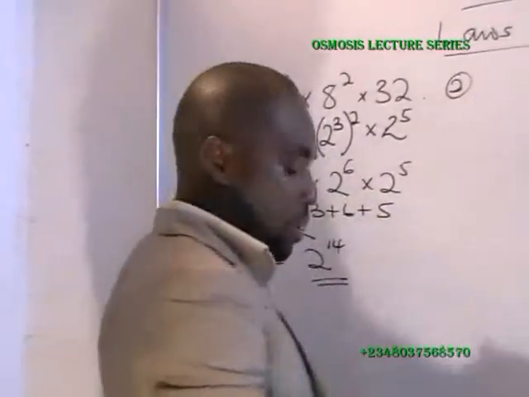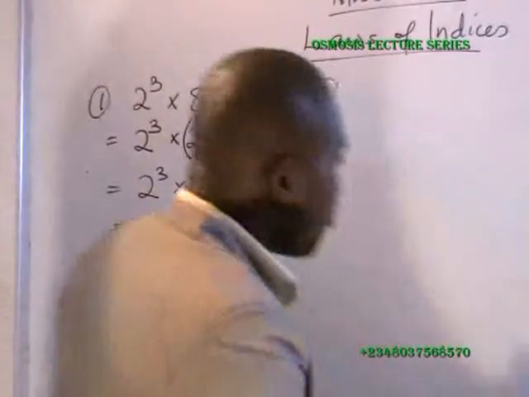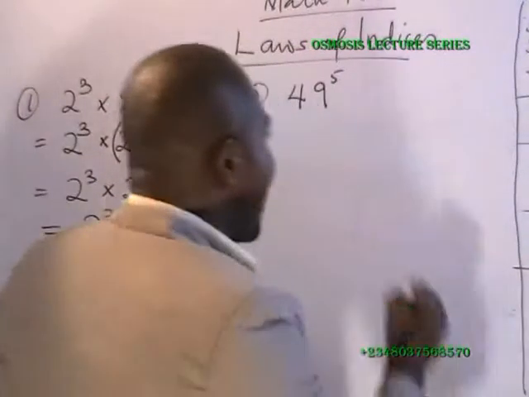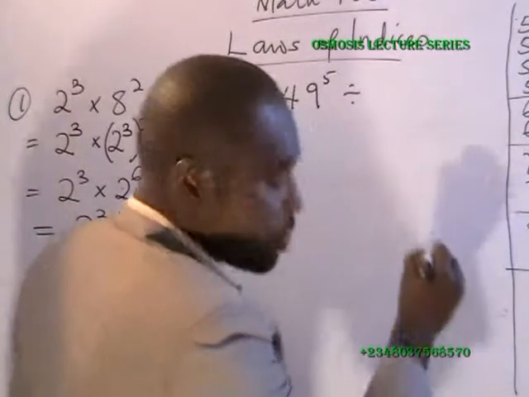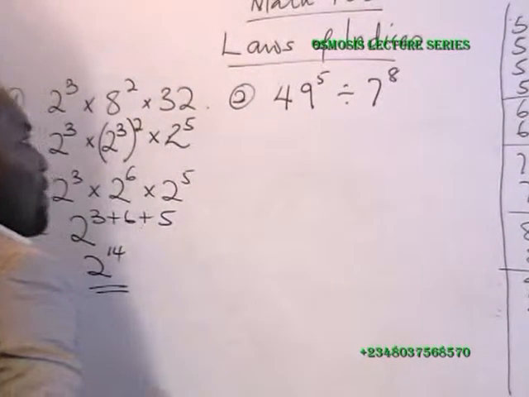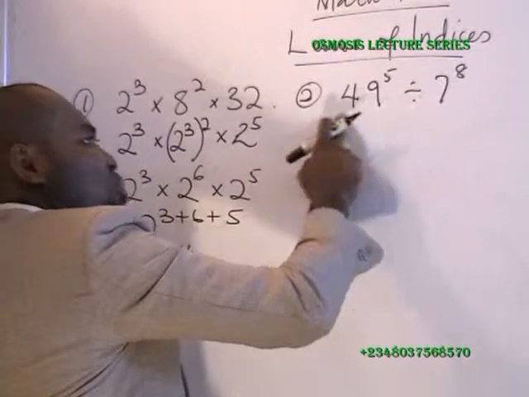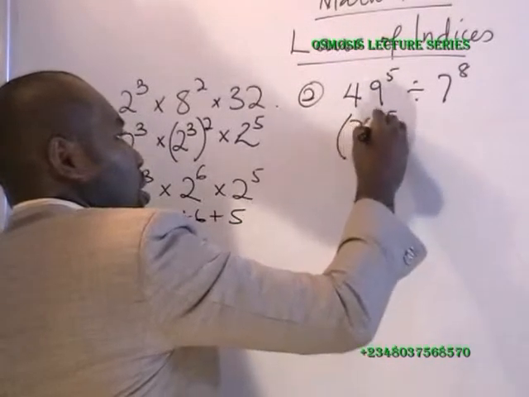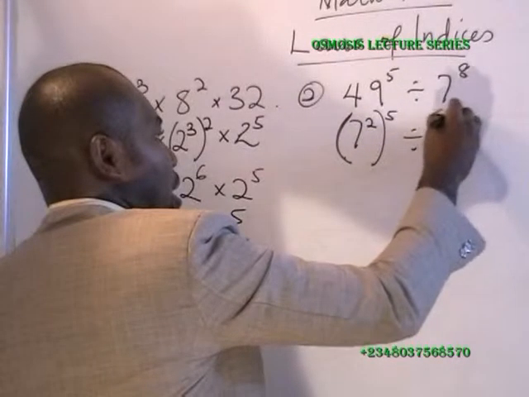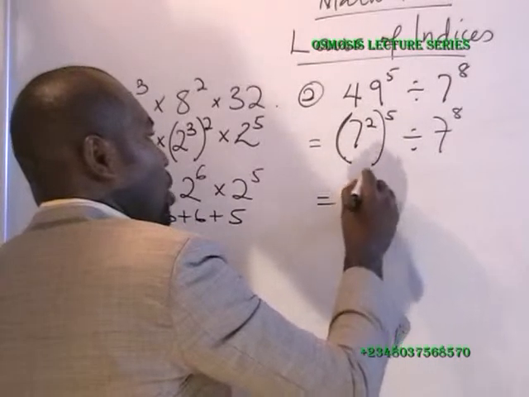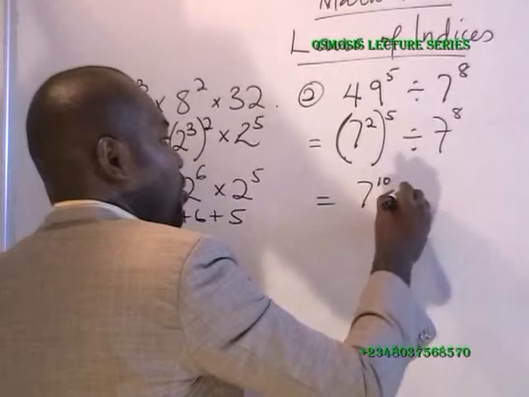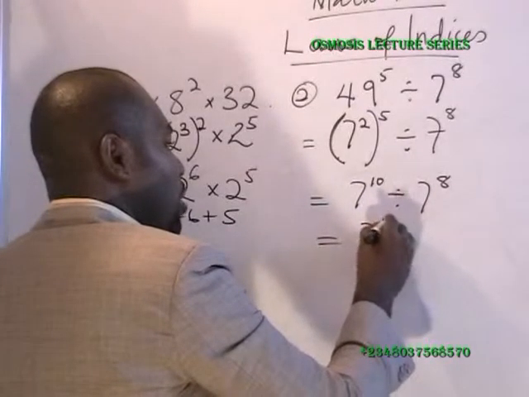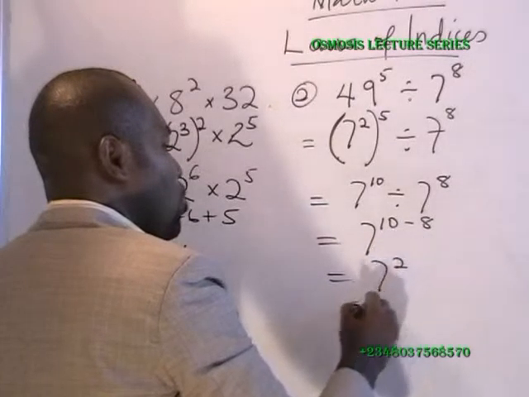Now let's take the next question. If we have something like 49^5 divided by 7^8. We have 7 as the least base here, and we know that what do we raise 7 to the power to give us 49? It is 7^2. Remember, it's also raised to 5. This is a bracket divided by 7^8. This will be equal to 7^2, this is 2 times 5, 7^10 divided by 7^8. And they have the same base here. This is going to be 7^10 minus 8, which is what? 7^2.